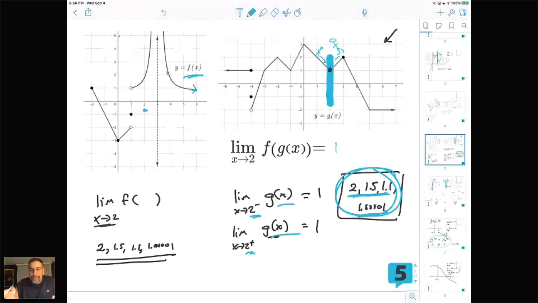The discontinuity doesn't really make a difference if it's not as close to the input we're approaching as possible. So if I'm doing a limit in this problem and I'm approaching 2, I don't have to go far from 2. I can start here or here from the left and the right and still get the answer I need.